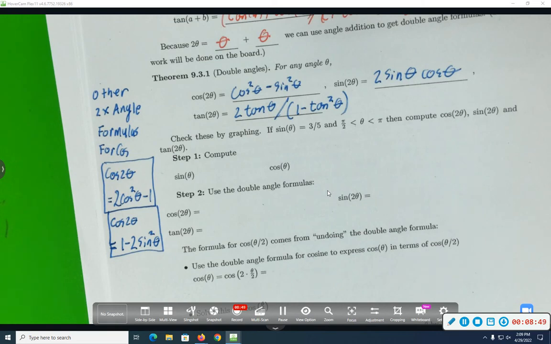Well, if I only know sine of theta, is there a formula that I can use to determine cosine of 2 theta if I only know sine of theta?